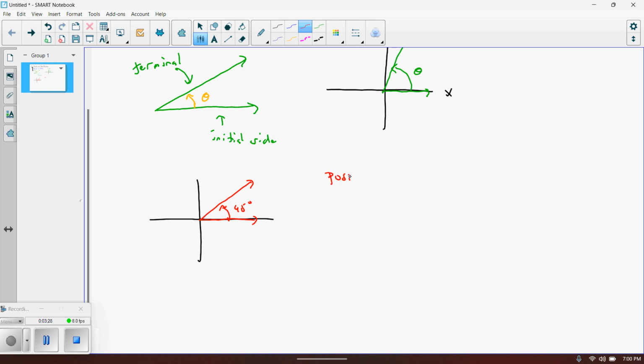A positive angle has a counterclockwise rotation. Okay, and that's what you could see by what I just did. If I have a negative angle, like you would expect, it is a clockwise rotation.